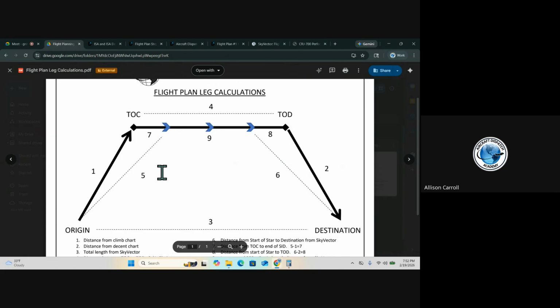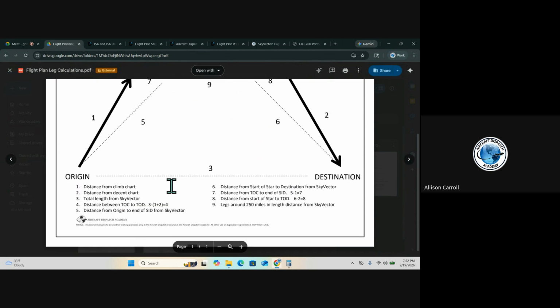It's just the flight plan leg calculations. That's all it is. Okay. So this really looks messy with all of these different numbers on here, but when you actually get into it and start figuring out all the different numbers, it makes a lot more sense.